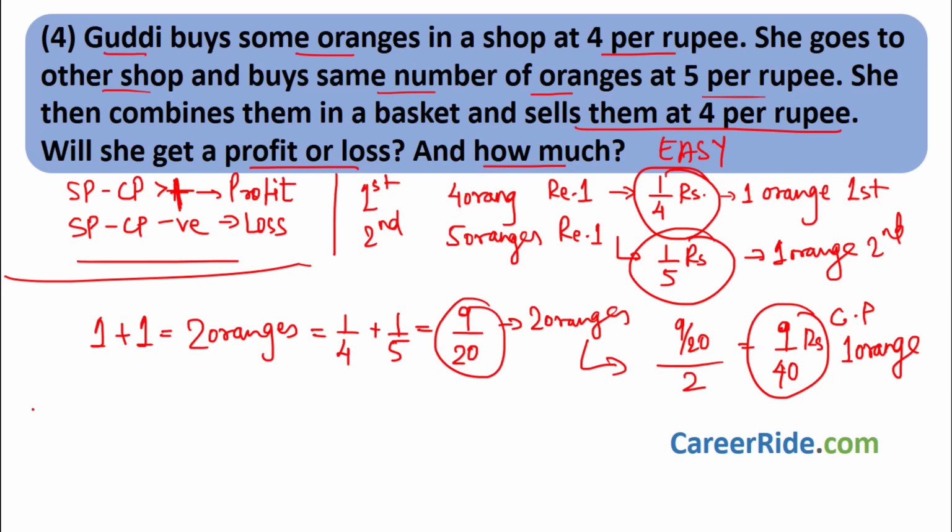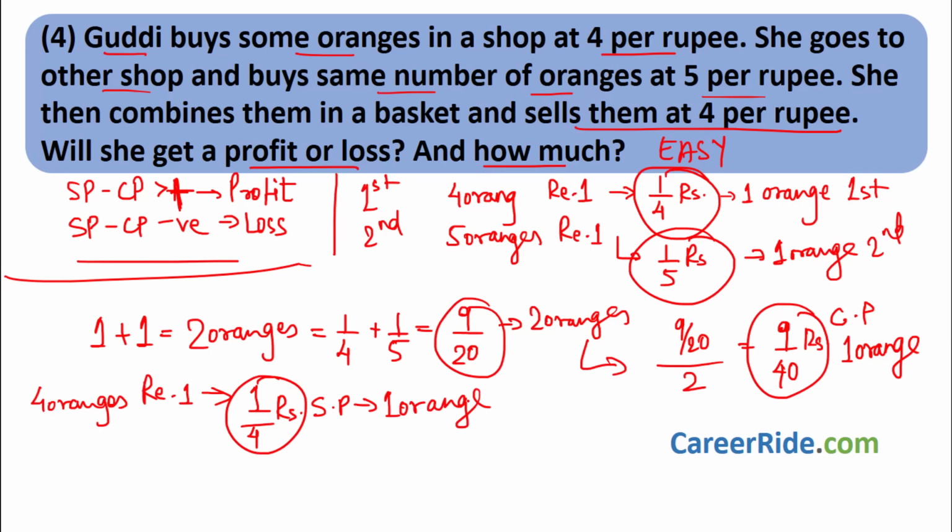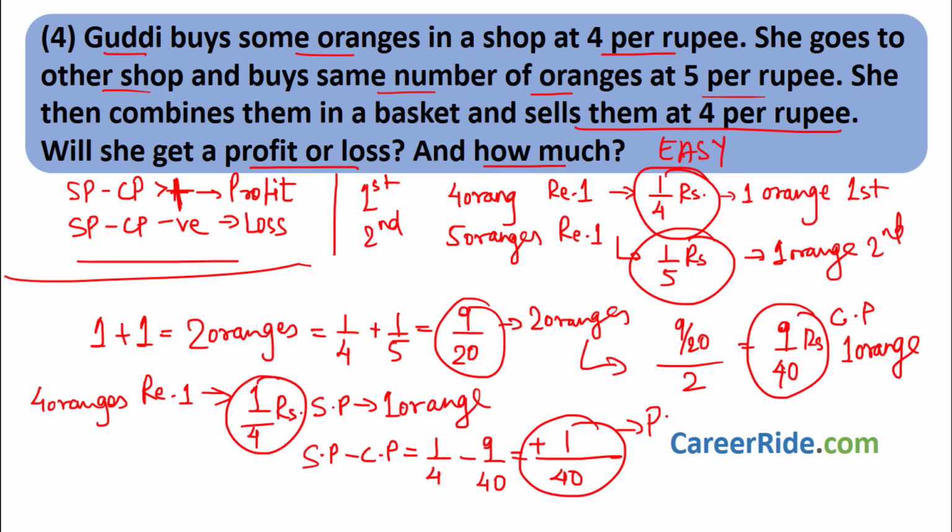Now she goes for selling them. At what rate does she sell? 4 oranges for 1 rupee. That means she sells 1 orange for 1 upon 4 rupees. So this is the selling price for 1 orange. We know the cost price for 1 orange, and we know the selling price for 1 orange. Let us see whether she gets profit or loss. Selling price minus cost price would be 1 upon 4 minus 9 upon 40. The LCM is 40. 10 minus 9 is 1. So 1 by 40. We got the answer as positive. That means she gets a profit.